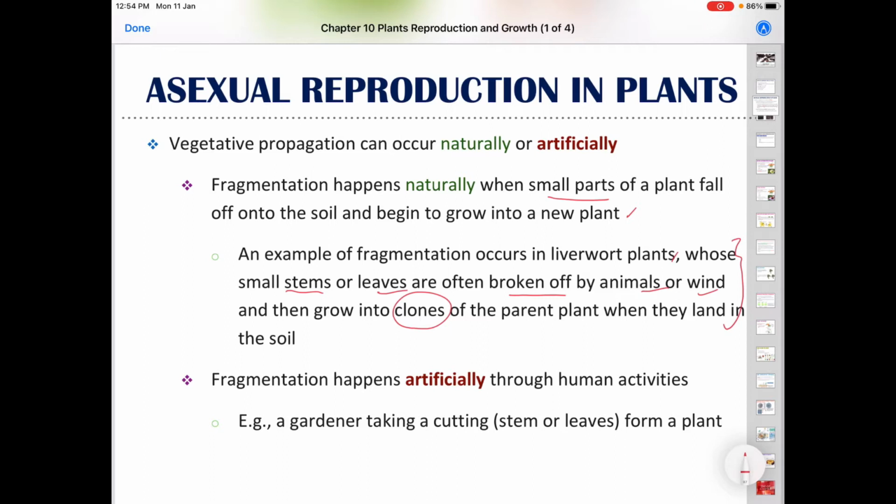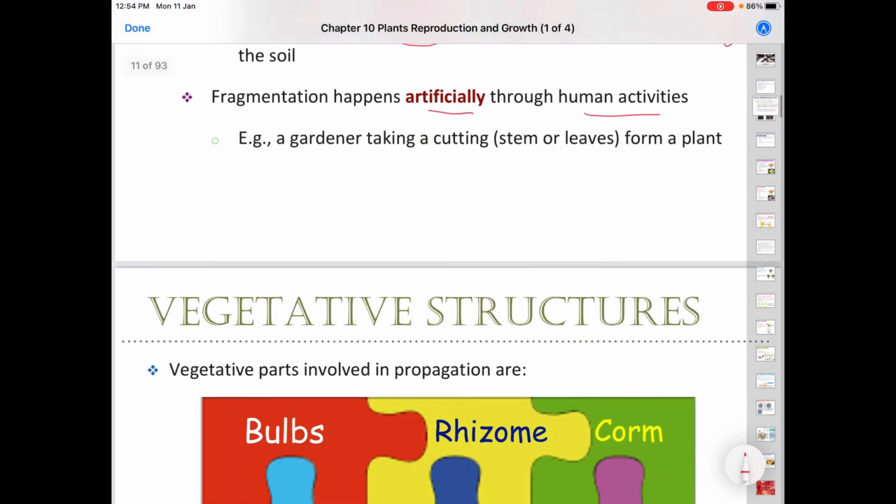Fragmentation happens artificially when humans are involved in the process. When we cut some parts of the plant, for example the stem, and then plant it in another place, that is another process of asexual reproduction by human activities. We call that fragmentation. For example, a gardener taking a cutting, a stem or leaf, from a plant.